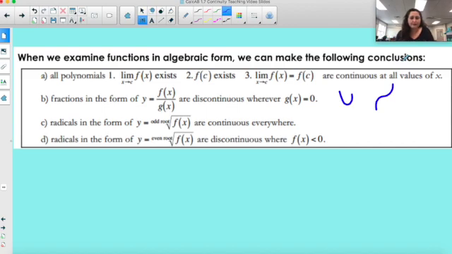It's always continuous. If you have a rational function in fractional form, this will be continuous everywhere except where the denominator equals 0. Because remember, if the denominator equals 0, that function is undefined. It'll either be a hole or a vertical asymptote.